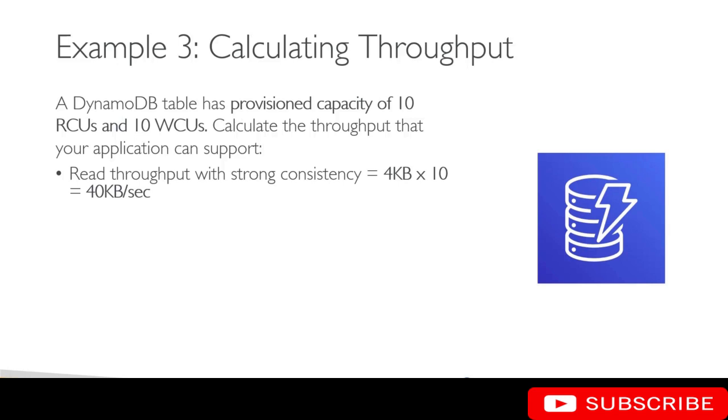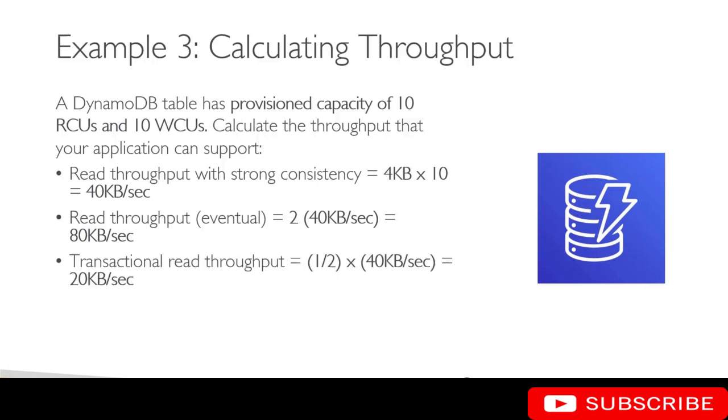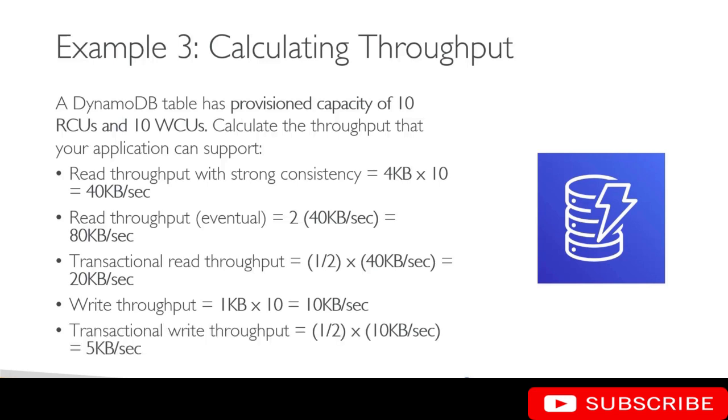All right. And if you use eventual consistency, that's going to double your throughput. So it will be 2 times 40 KB, so it will be 80 KB per second. And if you use transactional reads, that will be half of your strong consistency, so the throughput will reduce by half, so your application can deliver 20 KB per second, right? And the write throughput again will be in chunks of 1 KB, so it will be 1 KB into 10 WCUs, that will be 10 KB per second. If you use transactional writes, that will be half of this, so it will be 5 KB per second.